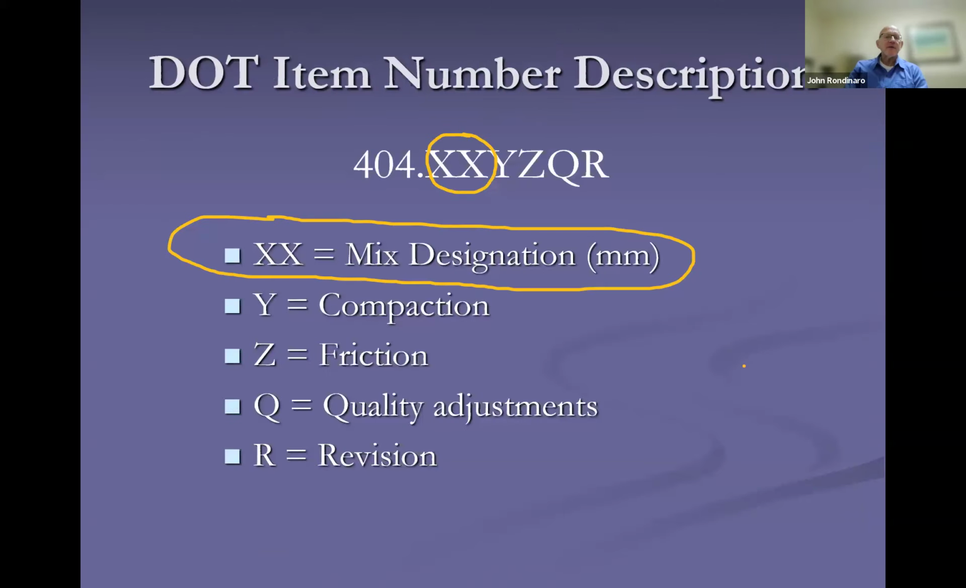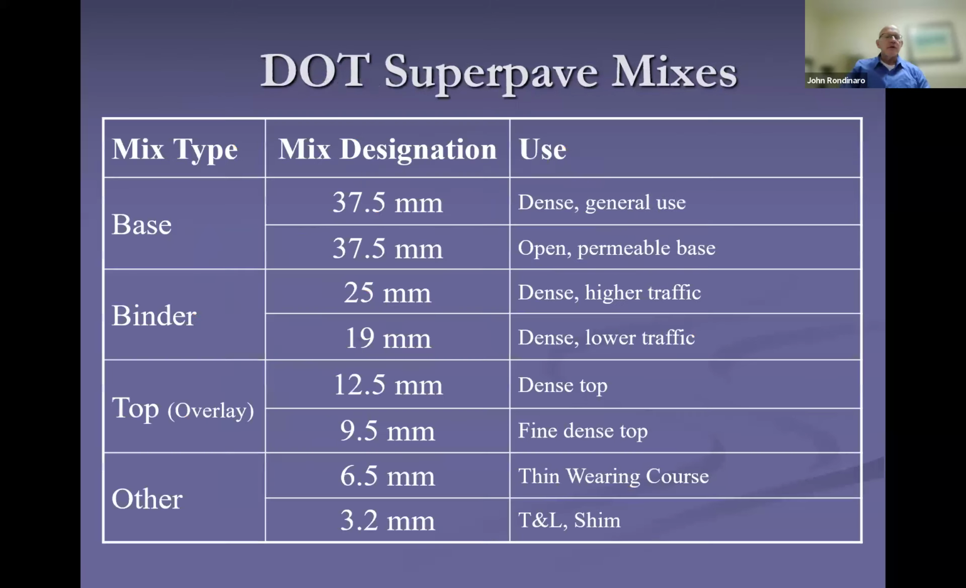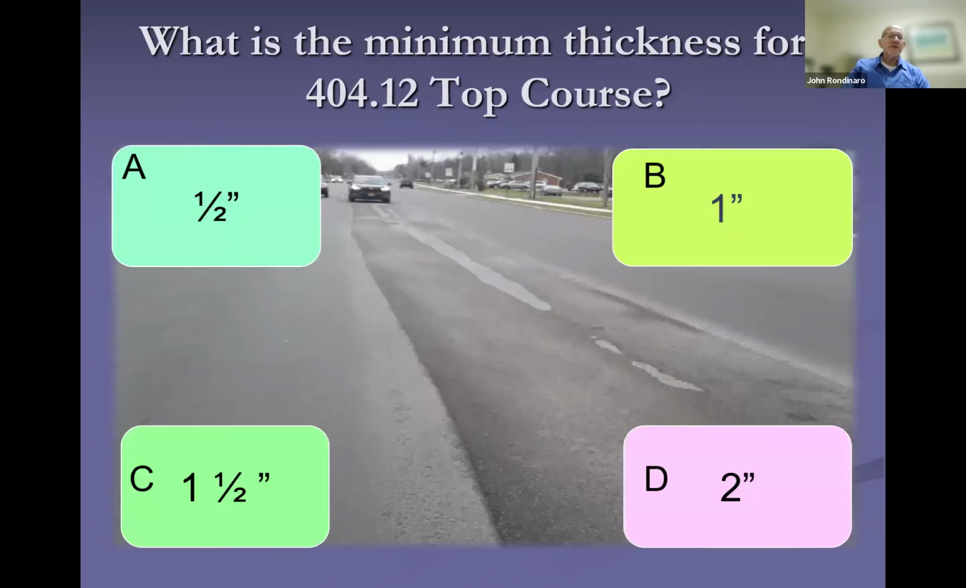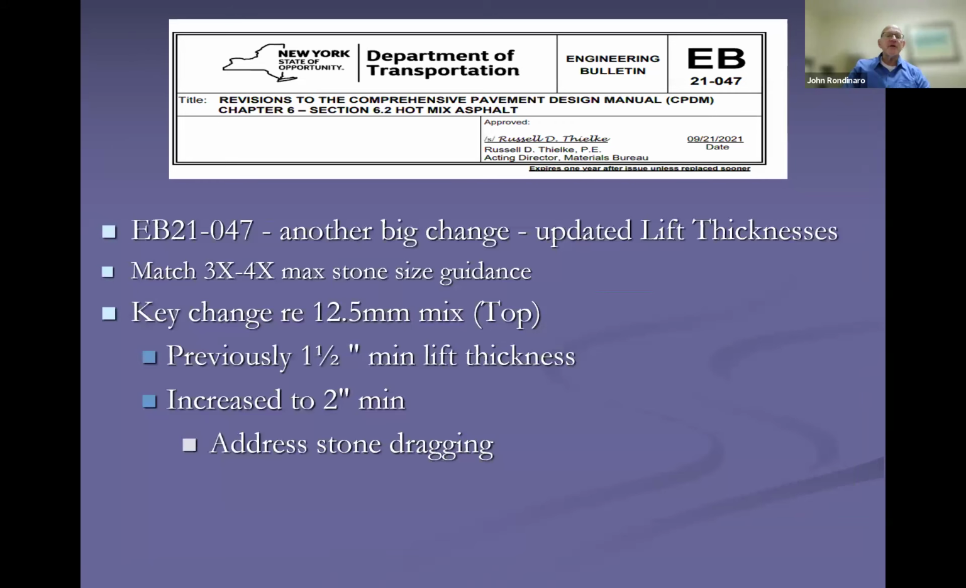So let's go back real quick. So again, 25 millimeters is 1 inch. 12.5 millimeters is a 1/2 inch. And in terms of this, the answer is D. It would have been C up until about 3 years ago.